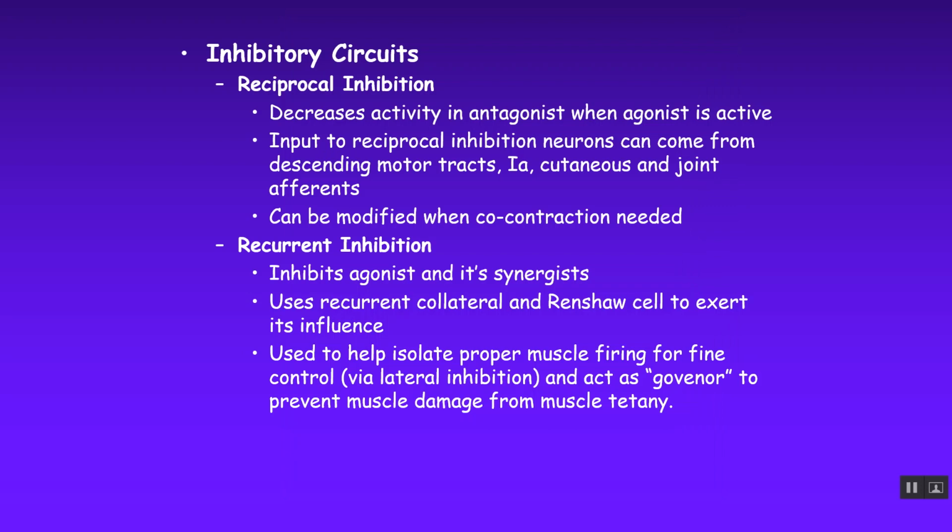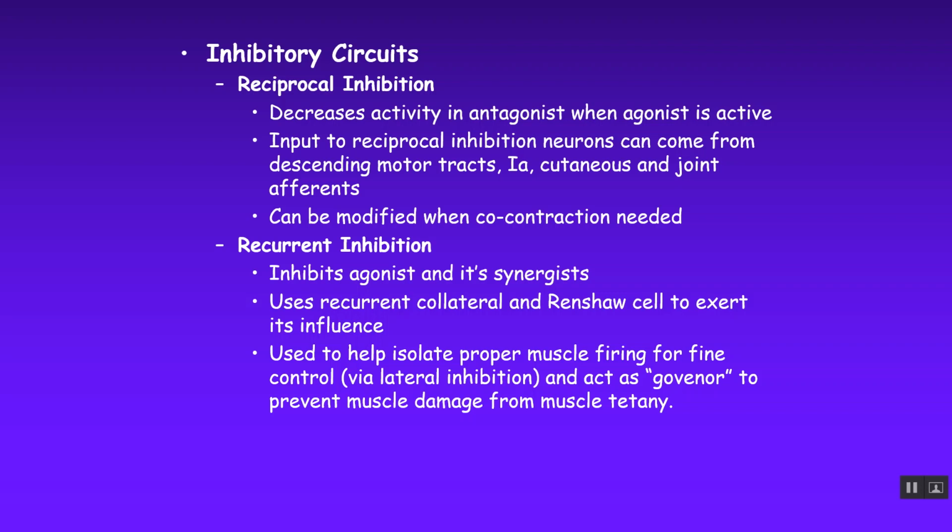We also have what are known as basic inhibitory circuits. We have circuits that activate muscles and create motor activity, but we also have inhibitory circuits, because you have to always have that balance, right? We have reciprocal inhibition, which is mediated by the spinal cord. That's when you're activating the agonist on your limb, and the antagonist is inhibited. That's happening at the spinal cord level. It decreases activity in the antagonist when the agonist is active.